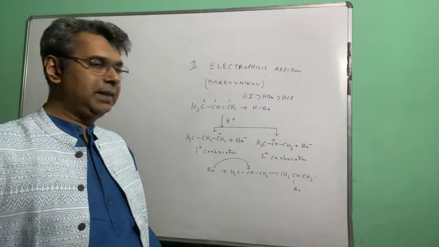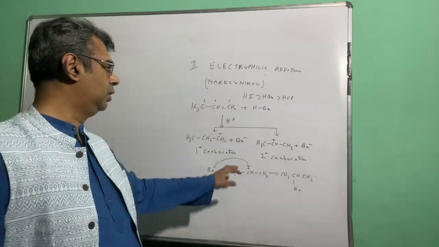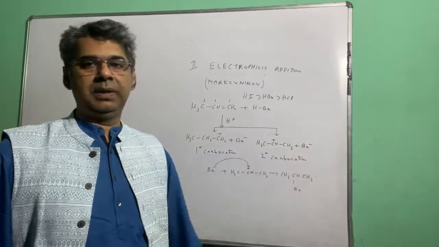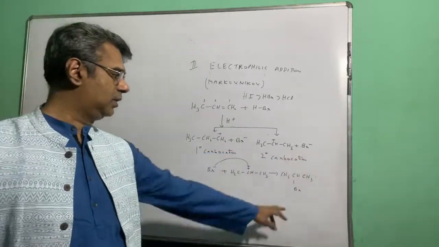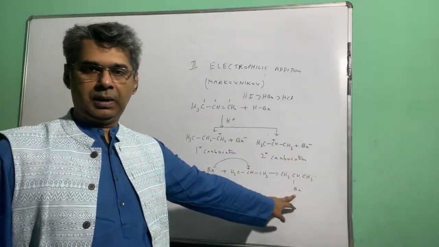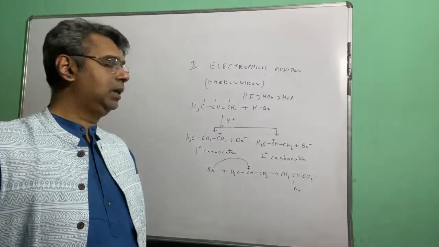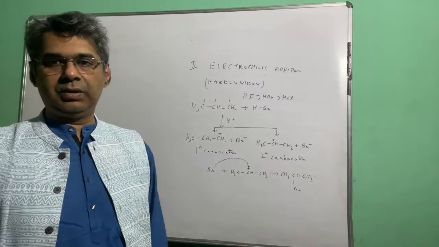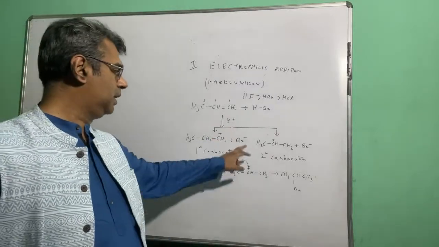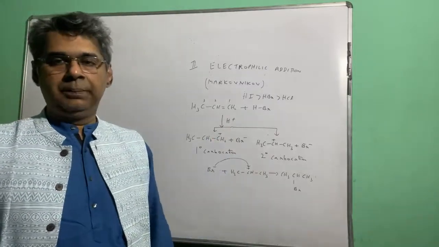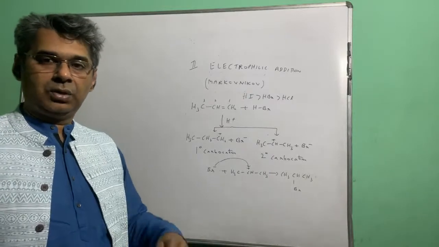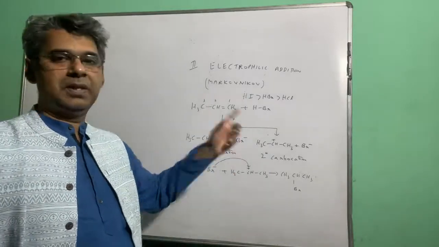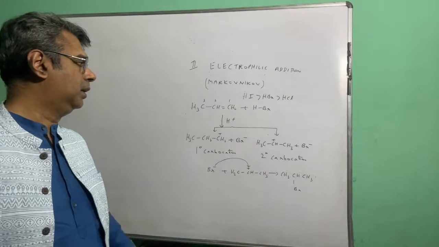So in the end, the nucleophilic part of the reagent, Br minus, has also got attached to the compound, right? But we call it electrophilic addition. Why? Because the initiation is done by the electrophile. Both H plus and bromine have got added to the compound, but it is called electrophilic addition because H plus is triggering the reaction, right?